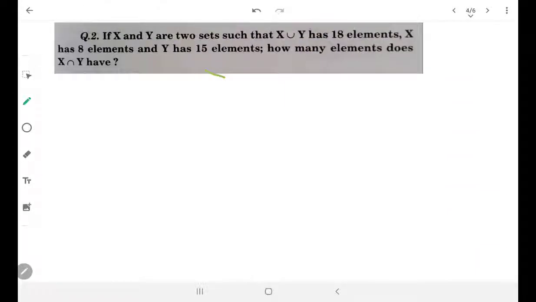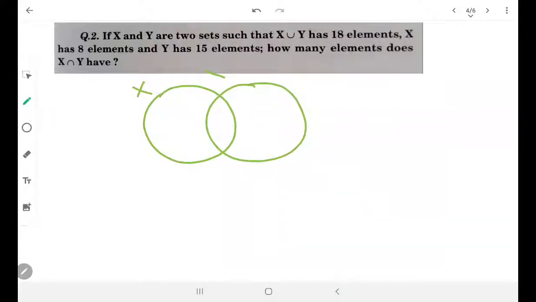Next question is, if x and y are two sets such that x union y has 18 elements, x has 8 elements, y has 15 elements, how many elements does x intersection y have? So again we can make the same diagram. This is my x, this is y. They have never said x only. They said x has 8 elements. So x has 8 elements, this means it is total.